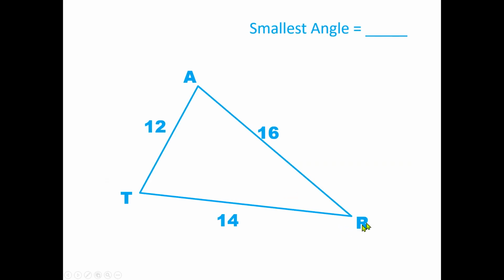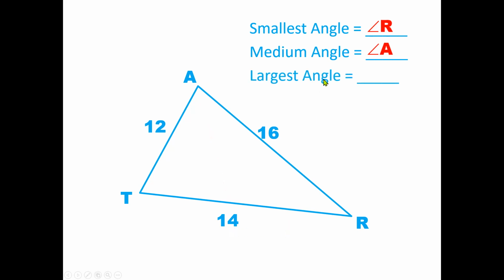Okay, now, the smallest angle is going to be across from the smallest side. Which one's the smallest side? Well, 12. 12 is the smallest side. So on this side, the smallest angle is going to be angle R, right? The medium-sized angle would be across from the medium-sized side. So 14 is the medium side, right? So over there is the medium angle, angle A.